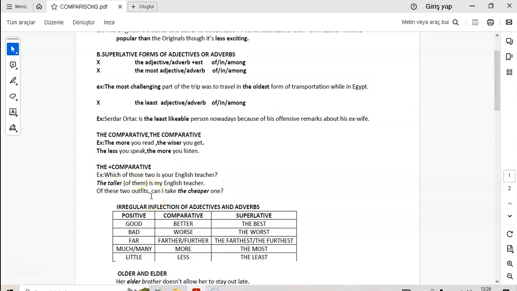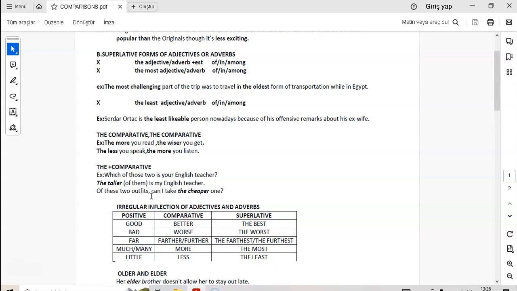But if you have two things, two places, or two people, and if you're talking about the specific one of them, you say the plus comparative. For example, I see some teachers here, and some of them are math teachers, some of them are biology teachers, and I ask, which of those two is your English teacher? There are two teachers in the corridor hallway, and so you ask me, hey, which of those two is your English teacher, Nissan? And I say, the taller.